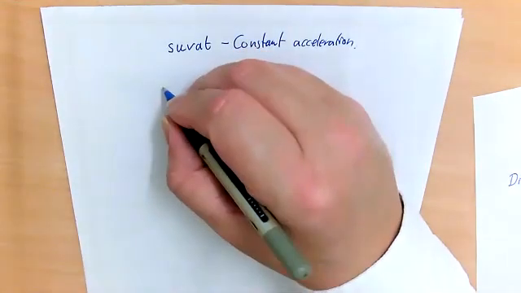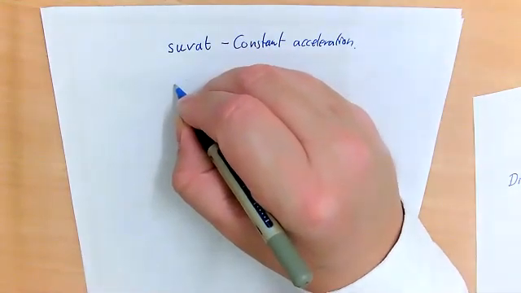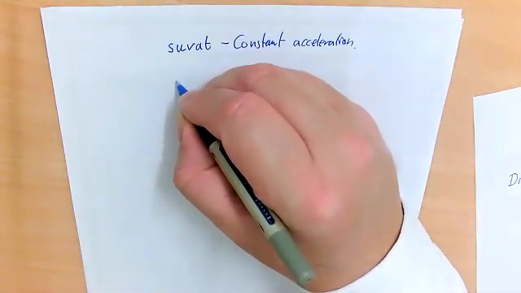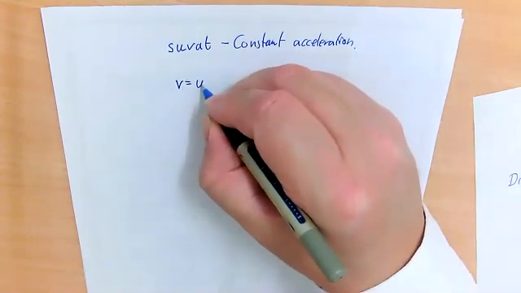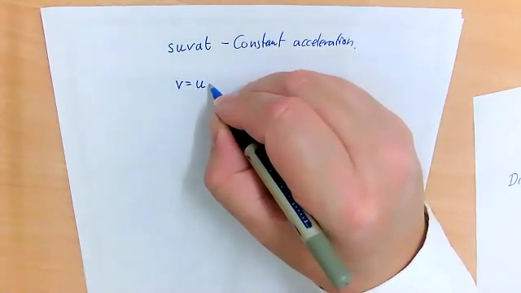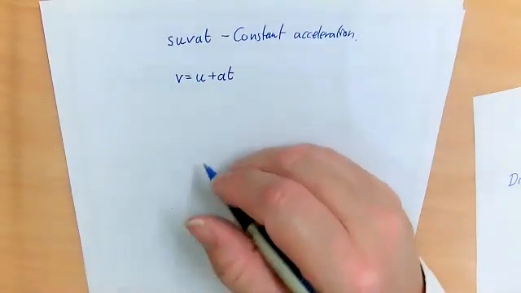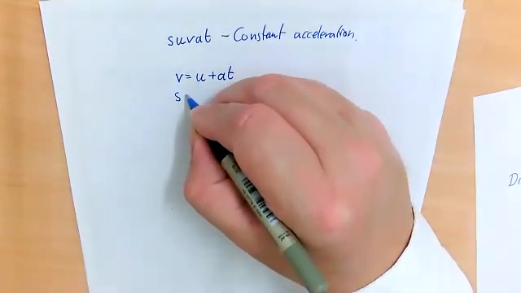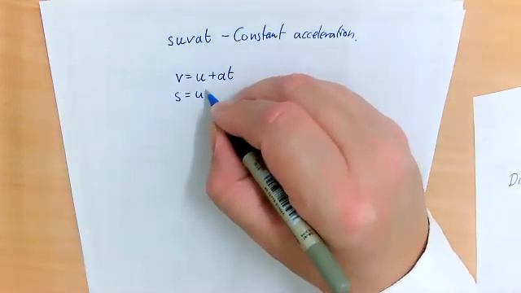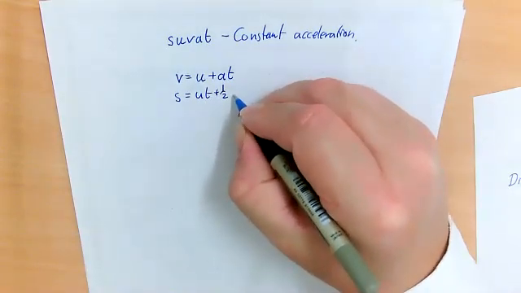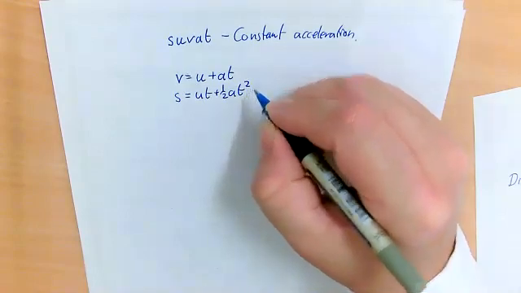The thing with the Suvat equations is there are 4 of them. We know that final velocity is initial velocity plus acceleration times time: v = u + at. We know that the distance, the displacement, is s = ut + ½at².